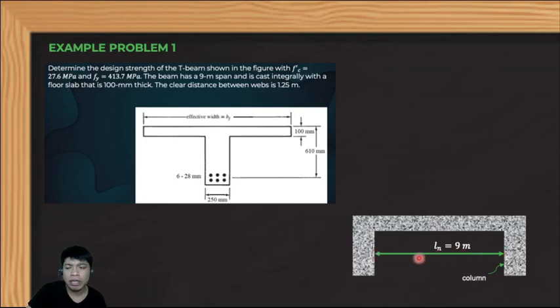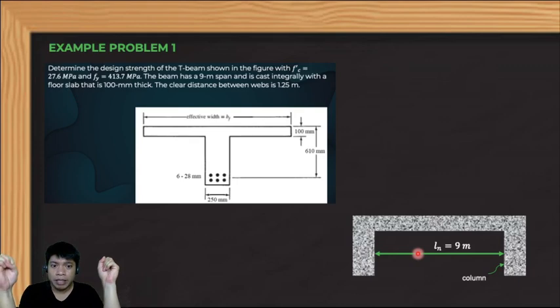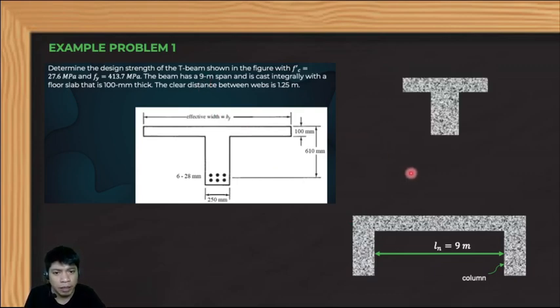So, usually guys, kung napapansin ninyo sa mga unang problems before, yung ating span is from center to center ng ating supports. Pero since hindi naman binigay dito yung size ng ating columns, then yun na mismo yung ating L sub n, yun na mismo yung given na 9 meters. Okay? Then next, ang sabi dito, the floor slab is 100 millimeters thick. So, ibig sabihin guys, yung H natin is 100 millimeters.